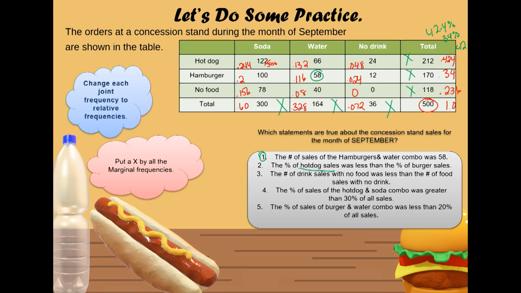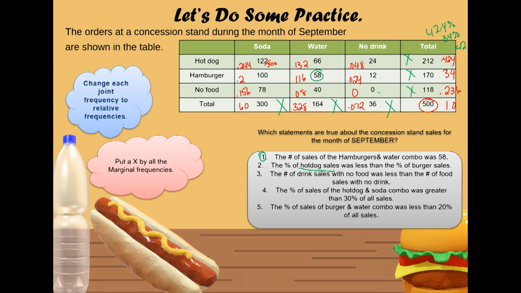So let's look at number 3. The number of drink sales with no food was less than the number of food sales with no drink. So let's see. Drink sales with no food would be here, which is 0. And then we have food sales with no drink. So food sales with no drink would be here. So that is not true as well.